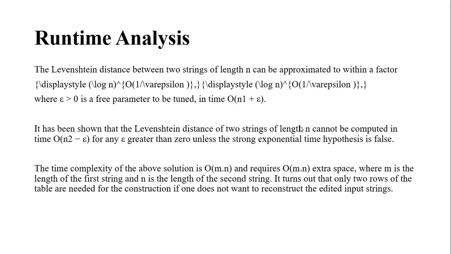The time complexity of the above solution is order of mn and it requires order of mn extra space, where m is the length of the first string and n is the length of the second string. It turns out that only two rows of the table are needed for the construction if one does not want to reconstruct the edit sequence.